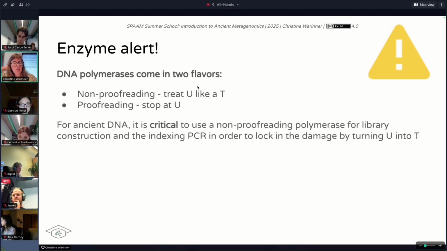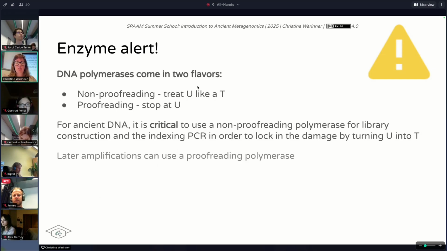So for ancient DNA, it's critical to use a non-proofreading polymerase for library construction and the indexing PCR in order to lock in that damage by turning the uracil into a thymine. Once that's done, for downstream steps, you can use your proofreading enzymes, but that first one must be non-proofreading.